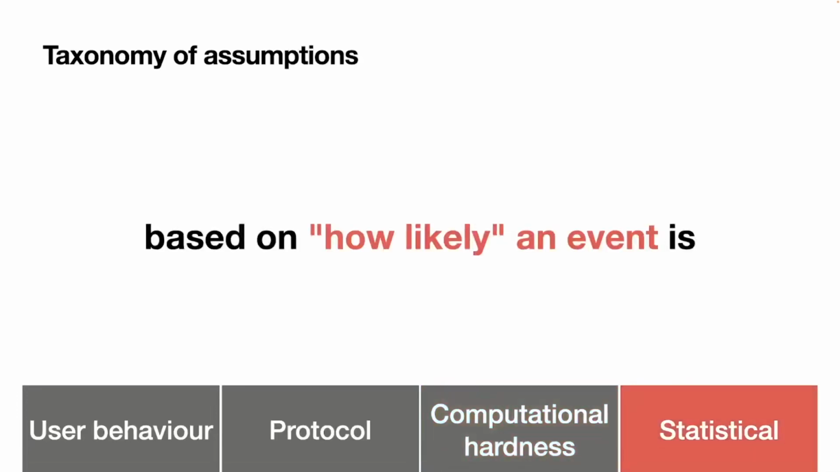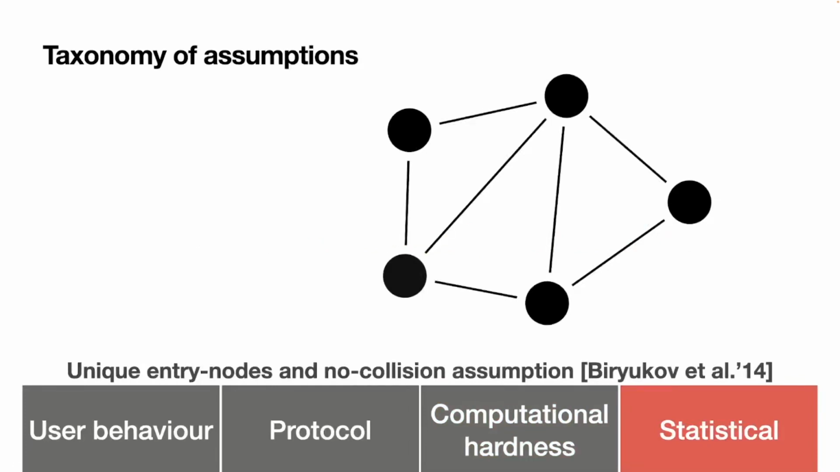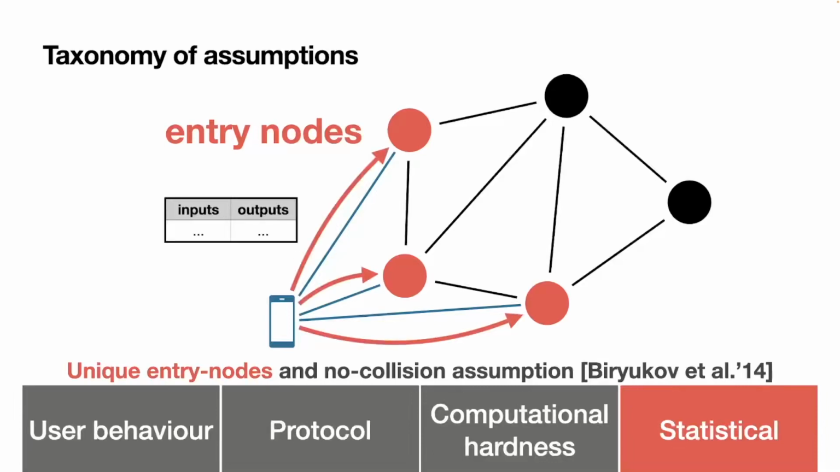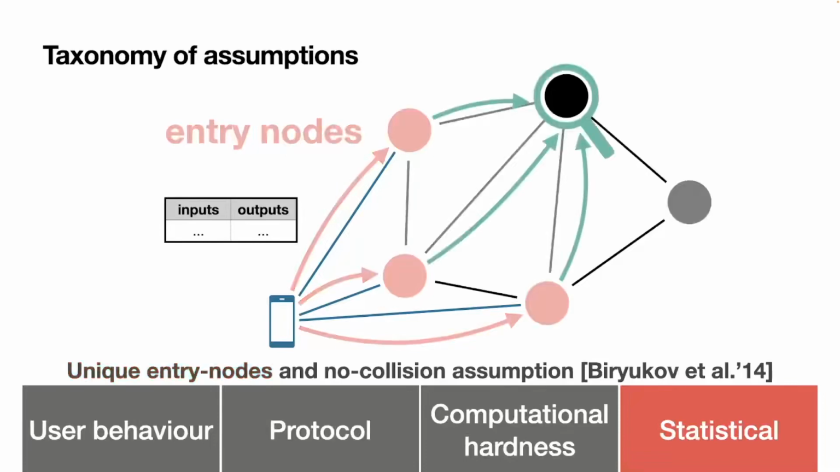The last class are statistical assumptions, and they are based on how likely an event is. And I will give you an example in a second. So here you can see the peer-to-peer network again. Now, if a client connects to the peer-to-peer network, the peers it connects to are referred to as the client's entry nodes. And it is assumed that each client has a unique set of entry nodes. So if the client issues a transaction now and sends it to its entry nodes, the entry nodes will further relay it in the network.